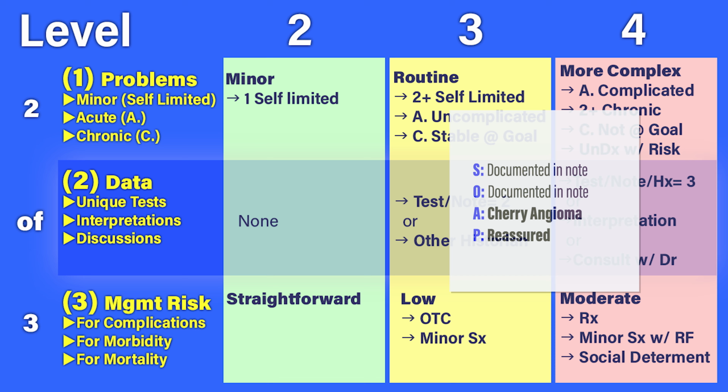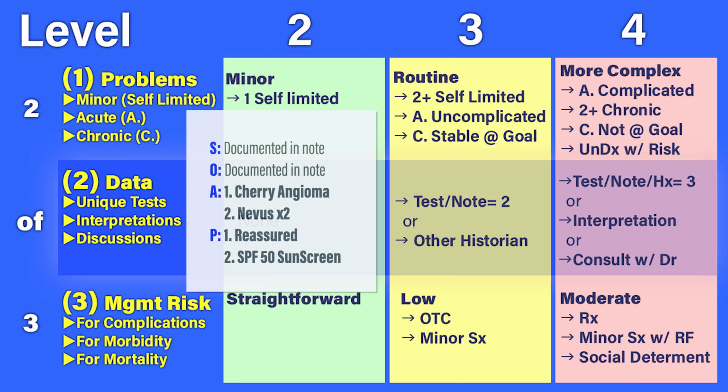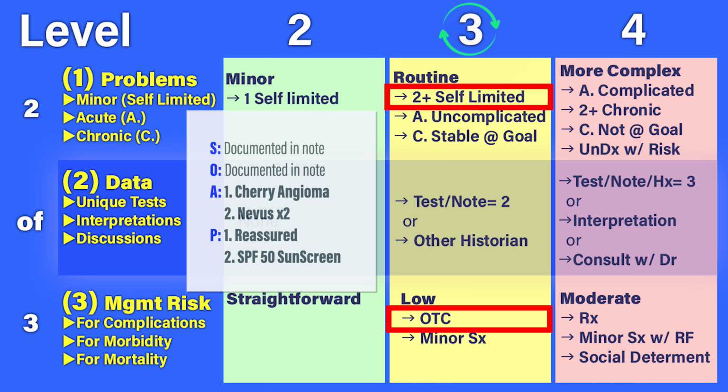A patient presents with a cherry angioma and is reassured and sent home. This is a Level 2. A patient presents with a cherry angioma and nevi, receives sunscreen recommendations, and is sent home. This is a Level 3.